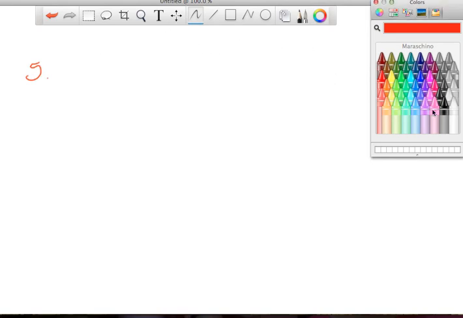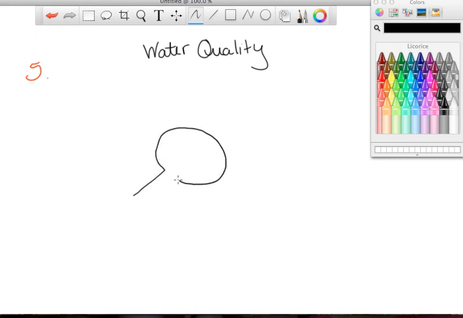Water quality. This is when we're looking at what is in the water other than H2O. So if I have a little magnifying glass, draw a little magnifying glass here. I'm looking at everything in this that's not H2O. I know H2O is in here because this is a sample of water, but I want to know what else is in there. That's the water quality.